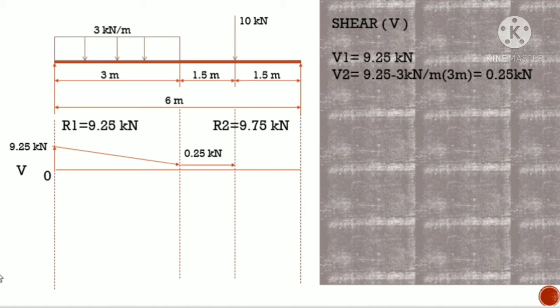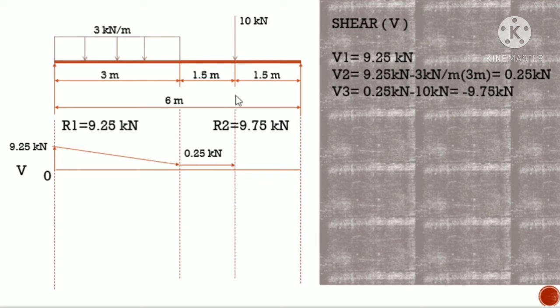Okay? Zero. Yan po, no? That is how to draw or to interpret the diagram, kasi wala man siyang load. So maging 0, straight line lang siya hanggang sa 10 kilonewton. Okay. So from 10 kilonewton, no, from 0.25 kilonewton pala.